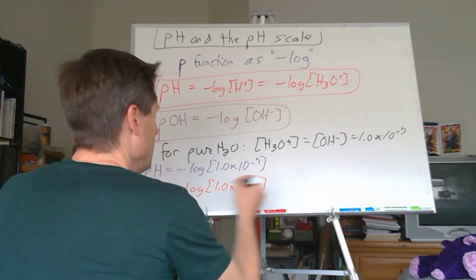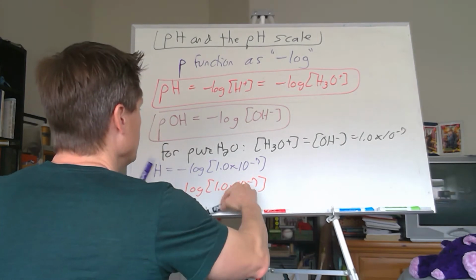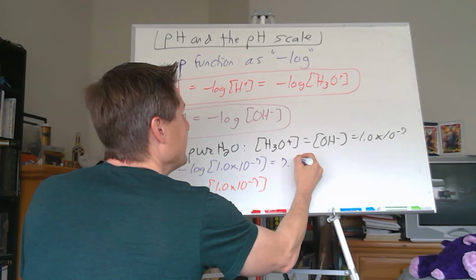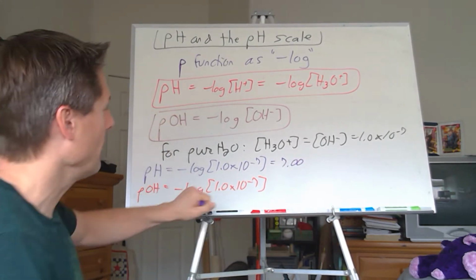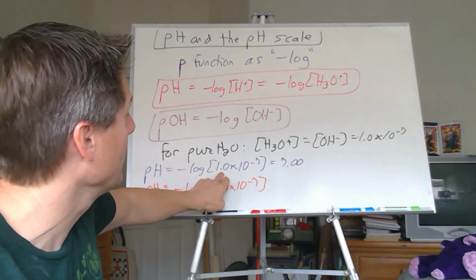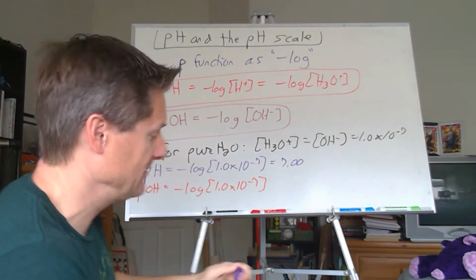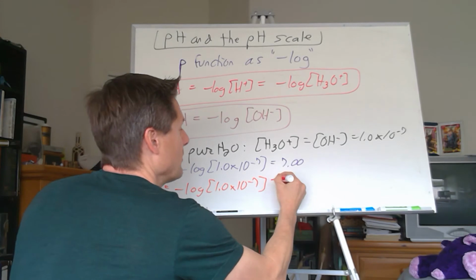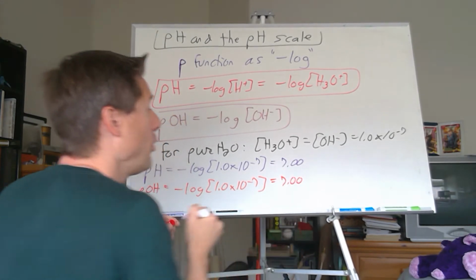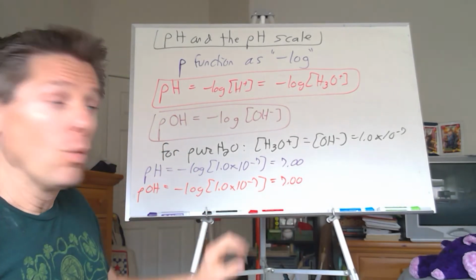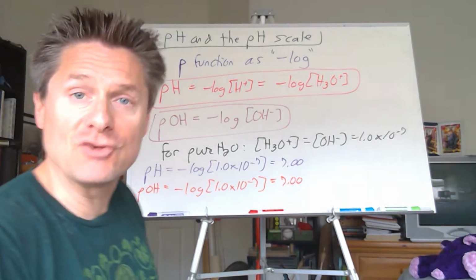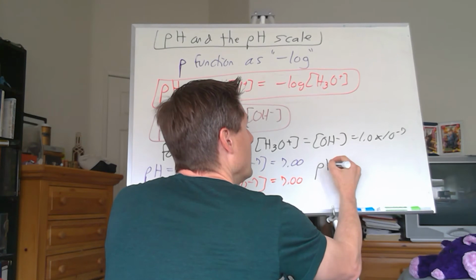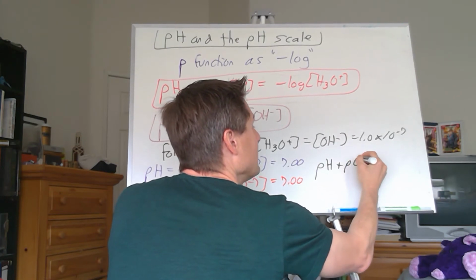So this would give me a value of 7.00, right? Because I got two significant figures here, that's going to give me 2 decimal places in my answer. And same with the pOH. Take the negative log of the concentration, I will get 7.00.